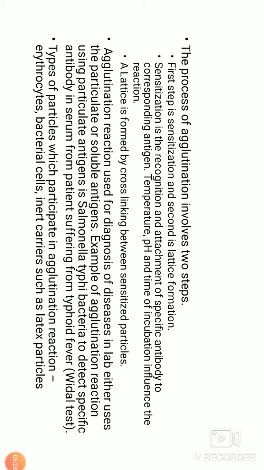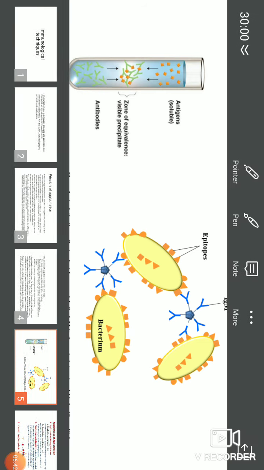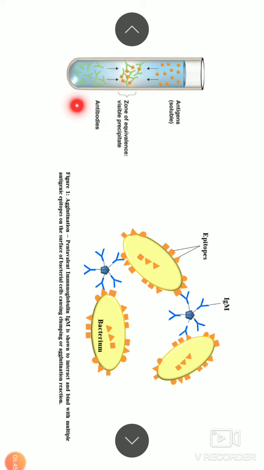Then once the antigen and antibody come together, there is lattice formation by cross-linking between sensitized particles. Imagine this test tube is mixed with antibody solution and antigen solution, and here you have a zone of equivalence. This should have been agglutination. If you take particulate antigens like big cells, our erythrocytes, and this is IgM antibody raised against a particular epitope, then you have this agglutination line form.